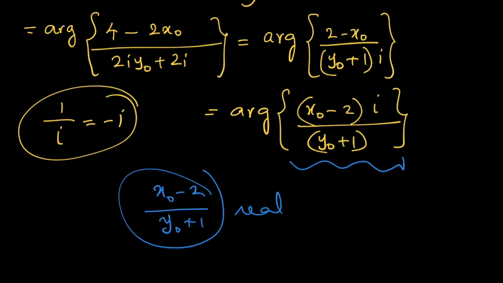So we basically have a real quantity multiplied with i. This quantity becomes purely imaginary. Once this quantity becomes purely imaginary, the argument of a number which is purely imaginary is nothing but plus pi by 2 or minus pi by 2.